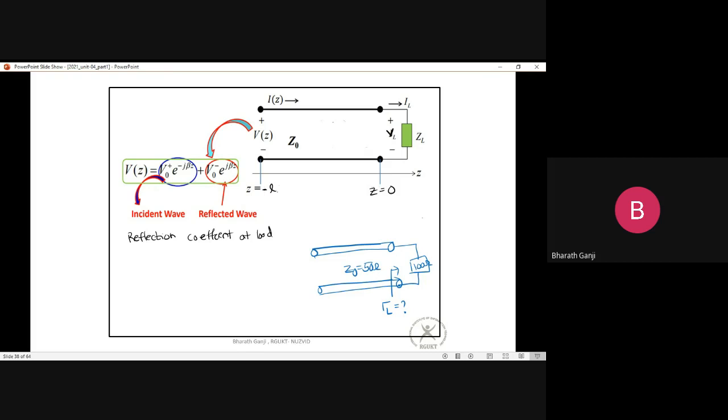Very good, now. So it is ZL minus Z naught over ZL plus Z naught. So ZL value here, so you can see this is ZL and this is Z naught. So ZL minus Z naught divided by ZL plus Z naught. So you can see the reflection coefficient is 1/3. And if tau L is 1/3, what does that mean? That means V naught minus is 1/3 times V naught plus. So if you know the values, and the reflection coefficient value is there, you can easily calculate the relationship between V naught minus and V naught plus.